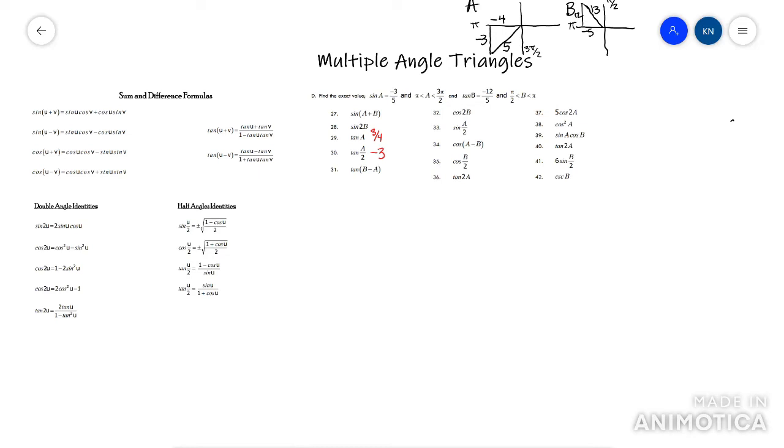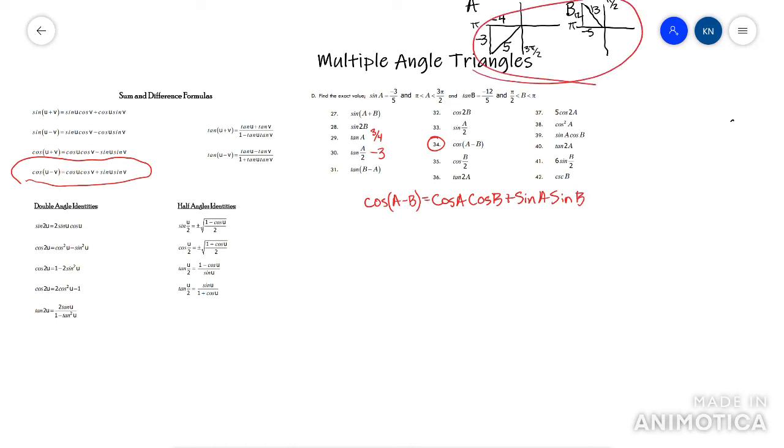So let's look at another. What if it was like cosine A minus B, like number 34. Well, this is a cosine angle minus angle. So I would be using this equation right here. And so it would look like this. Cosine of A minus B is cosine A cosine B plus sine A sine B. And then the A and the B's are just telling you which triangle to refer back to.